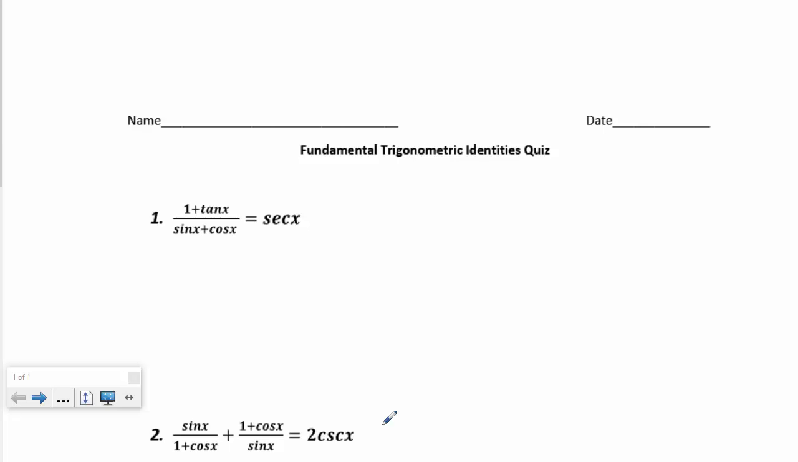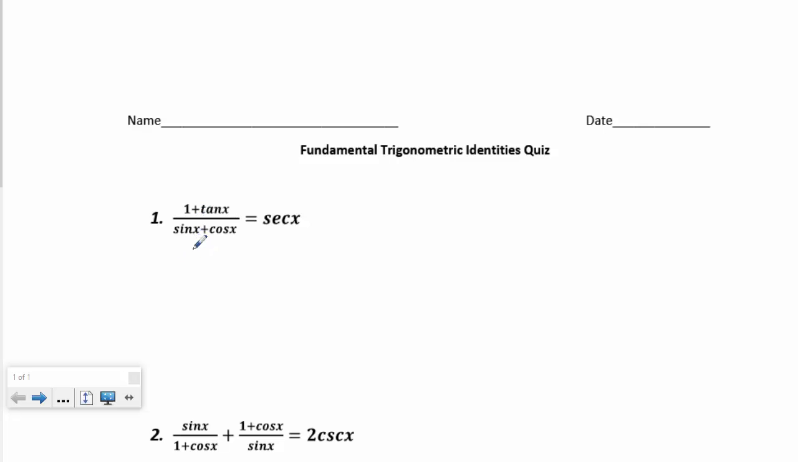So we're going to take a look at this fundamental trigonometric identities quiz. I've given this back, but some students struggle with it a little bit. Some people did very well, so we're going to try to get everybody on the same page.